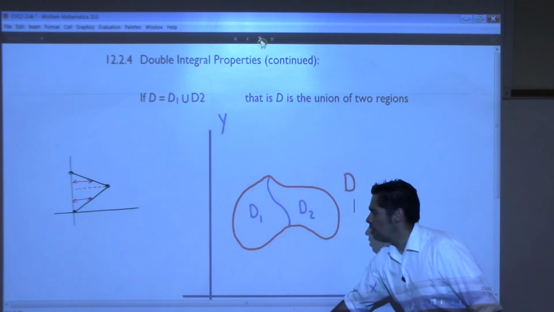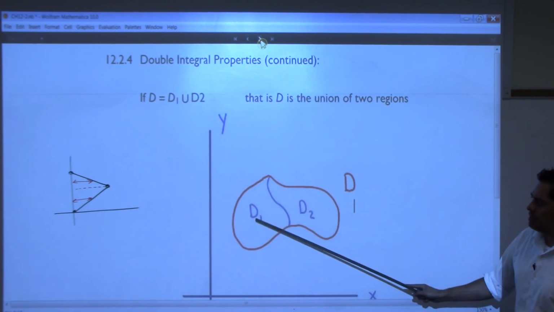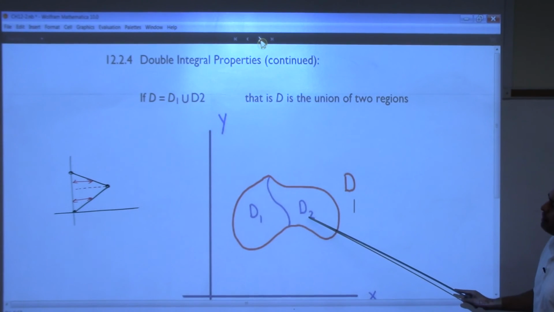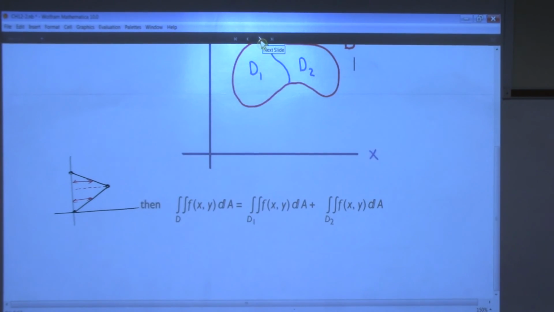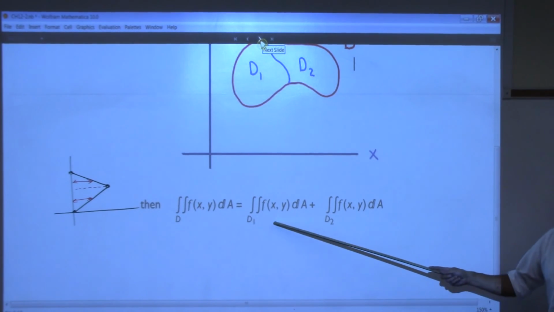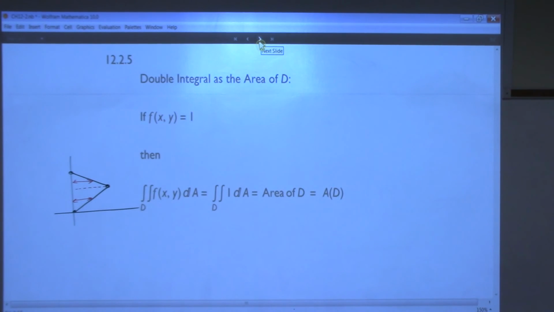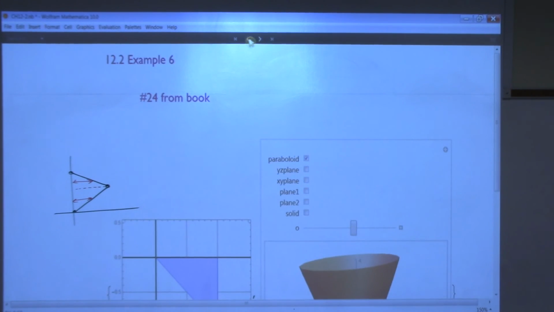Split it up. So if you have some region D that you split somehow into D1 and D2, then the double integral over the entire region D is equal to the sum of the 2 integrals over each of those regions. That's not something we can just assume is true. This tells us it is.